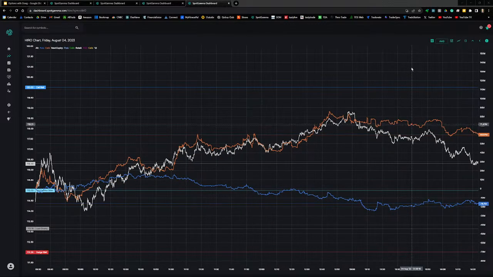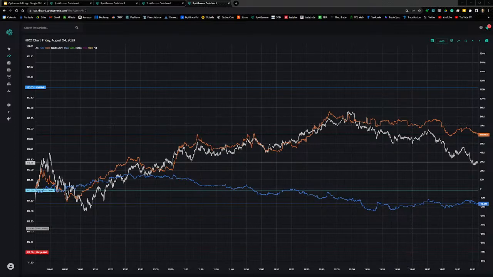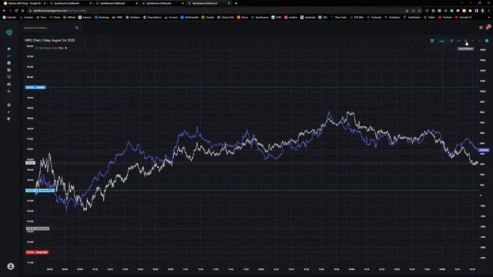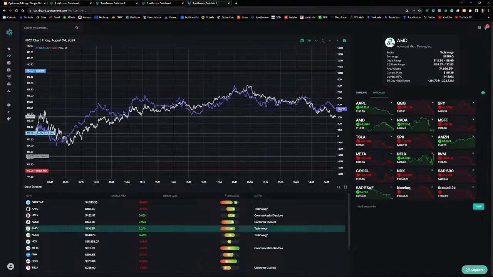Let's zoom out. So this, I think, is a pretty clear example of call buyers driving price higher, and then when call buyers take their foot off the gas, price starts to drop. All right, so that's AMD. That was the next stock on the list. Let's go down the list, ranked by hero signal.